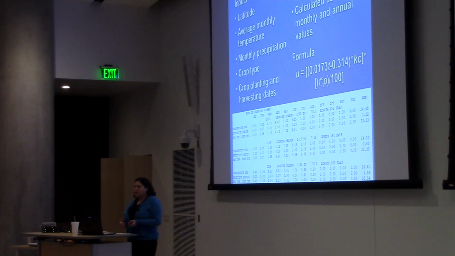So they require latitude, monthly temperature, monthly precipitation, crop type, and planting and harvesting dates in order to have the model work successfully. Then you get an output from the program that was designed for us to put all this information into, so we don't have to calculate it all by hand, because that would take a long time. So this is an example of the output, and above it is the formula that you'd have to use for every single crop type, every single field.